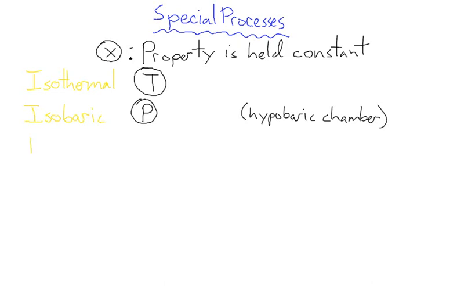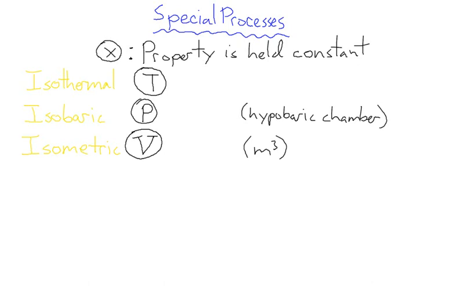The third special process we'll talk about is isometric. You may have heard it in Europe, they refer to it as isochoric. We'll use isometric in this class. You can think of it as holding the volume constant. You can think of volume as measured in meters cubed. You can also think of geometry as how we describe a volume. So isometric, holding the volume constant.